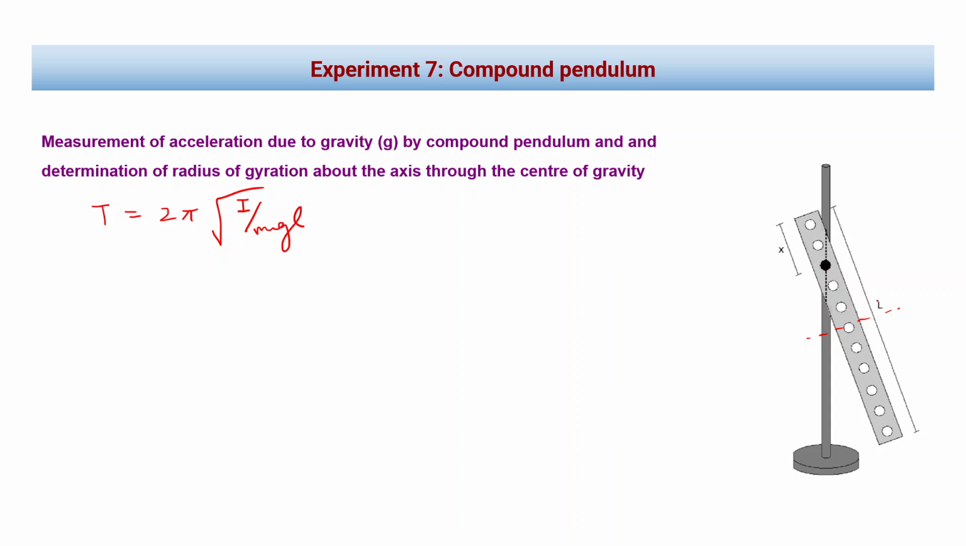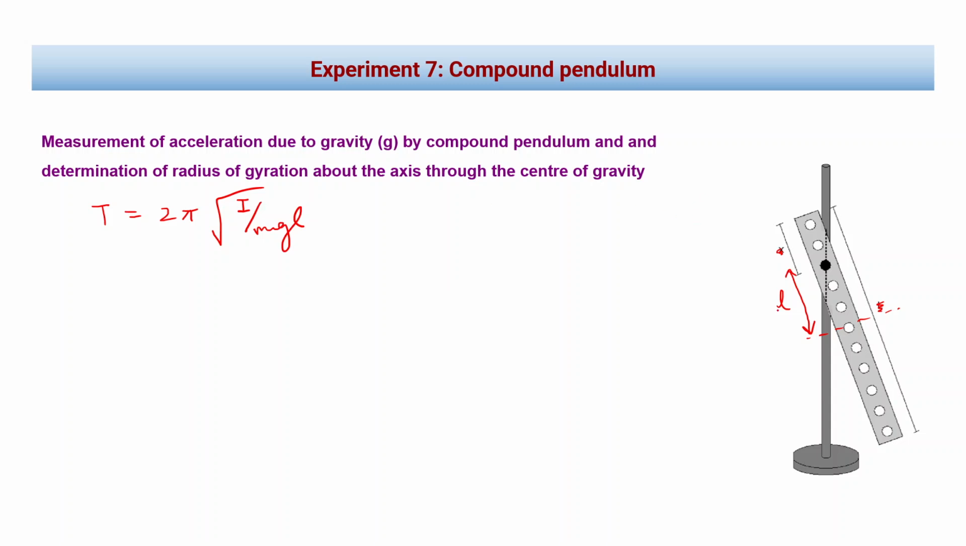This actually is not correct. I mean, this x and l, just ignore. What I'm telling you is this point of suspension and center of gravity distance is our small l. This is not correct for our case right now.